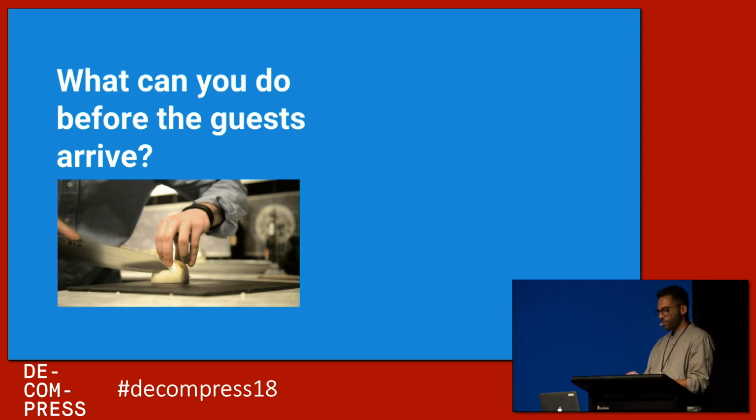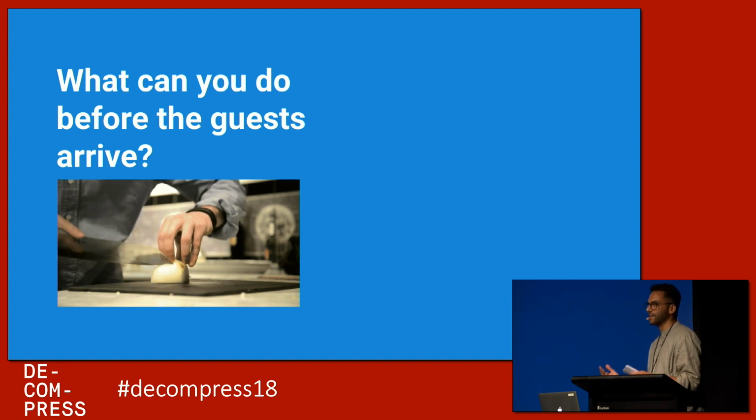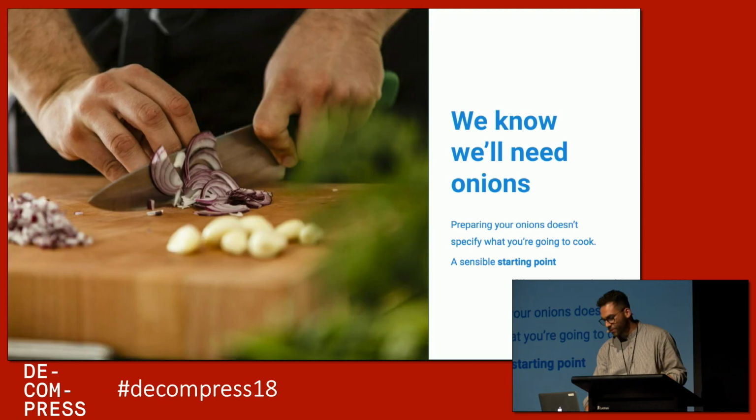So the big question is, what assumptions are safe to make? Like if we think back to that team on the left that we decided not to go with, they didn't want to make any assumptions because they felt like it was too dangerous. But some assumptions are okay to make, right? What can we get done ahead of time? We're pretty sure that we'll need onions. Unless it's a particular type of cuisine that doesn't include them, that's a pretty safe assumption to make.